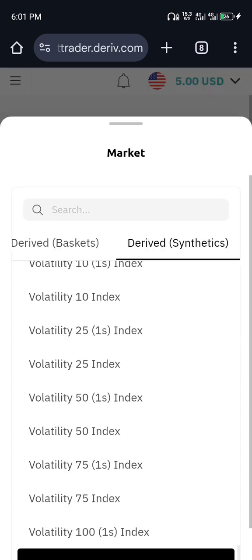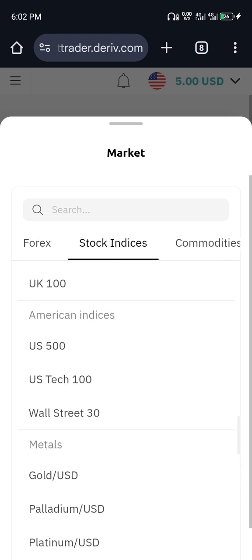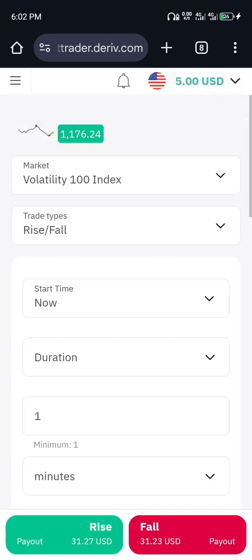If you check very well, you see the ones that carry one tick. I do not trade those ones because they are extremely fast for my strategy. So I only trade the ones that do not carry one tick. All right, follow me as we embark on this trading session today.